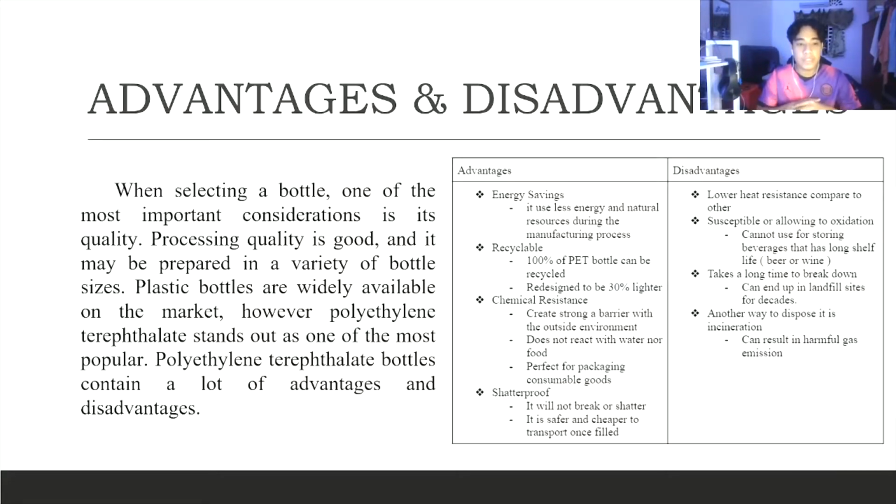Polyethylene terephthalate bottles contain a lot of advantages and disadvantages. So as you can see at the right of the slide, I put the box that separates the advantages and disadvantages. So the first one for advantages is energy savings. Compared to glass packaging production, PET uses less energy and natural resources during the manufacturing process, including fossil fuels and water.